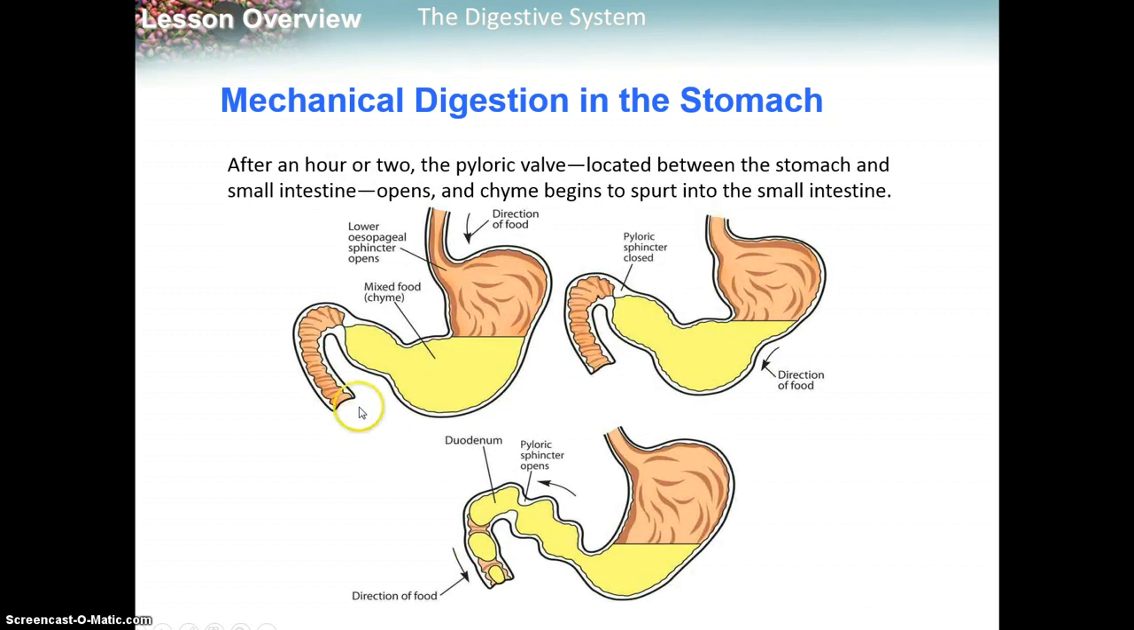After an hour or two, this pyloric valve, which is another sphincter, so another circular muscle, once your food is broken down as much as possible in the stomach, is going to open up, so then it's going to enter into the beginning of the small intestine. The entry of the small intestine is called the duodenum, okay? It just means the opening of your small intestine. So now we're going to start entering the small intestine.